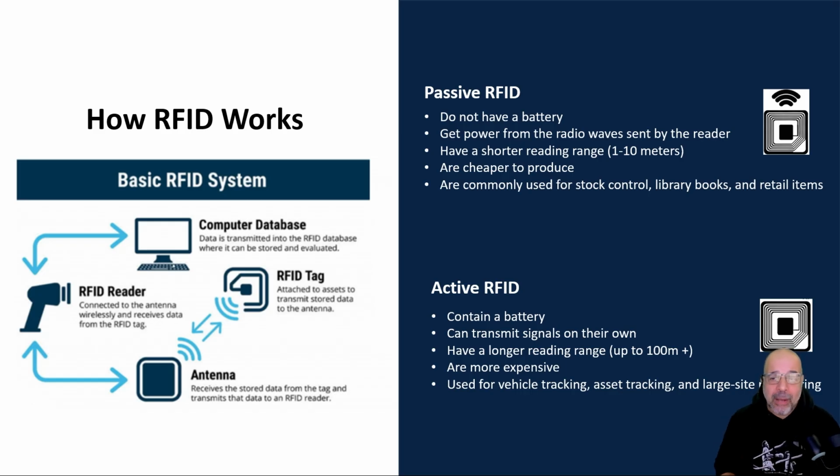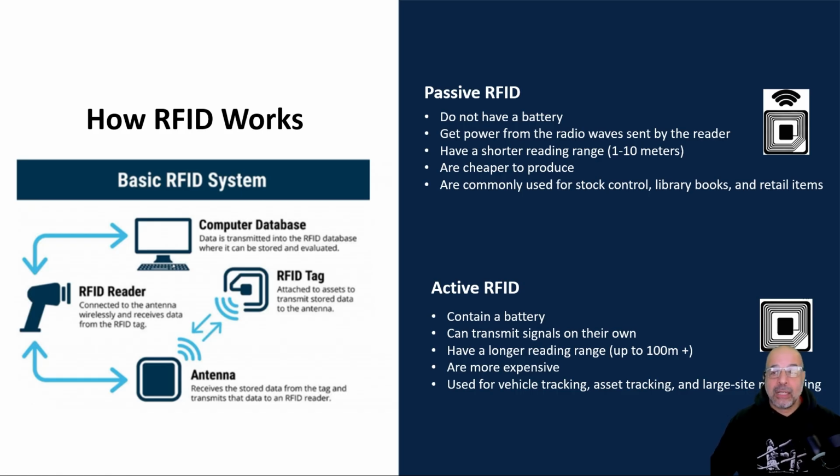You don't need to know about that. What you just need to know is that active RFID contains its own power source in the form of a battery. It can transmit signals on its own. It doesn't need to be energized because it has its own power source, and it has a much larger reading range, up to 100+ meters. Okay. They're more expensive and used for things like vehicle tracking, asset tracking, and large site monitoring.